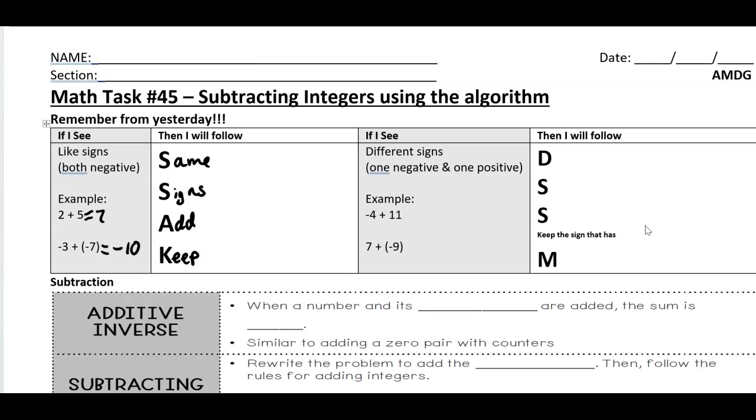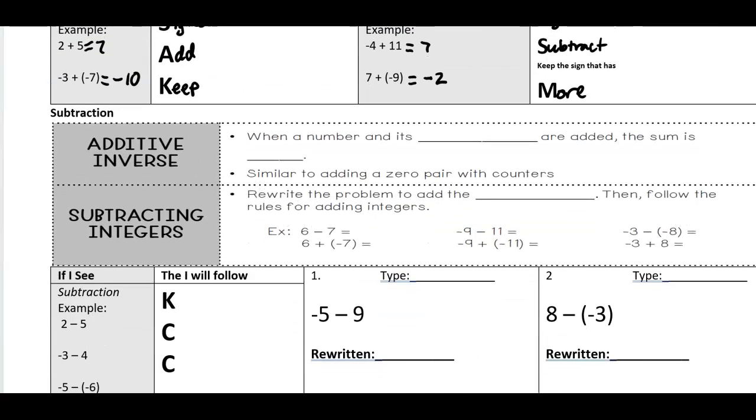We also learned the algorithm for different signs. One is positive and one is negative. You actually subtract them and keep the sign that you have more of. So different signs, one negative, one positive. I have more positives, so I do 11 minus 4 and I get 7. Different signs, one positive, one negative. I have more negatives. I do 9 minus 7, I get 2, but it's negative 2 because I had more negatives. Now today, we're going to go ahead and learn about subtracting integers.